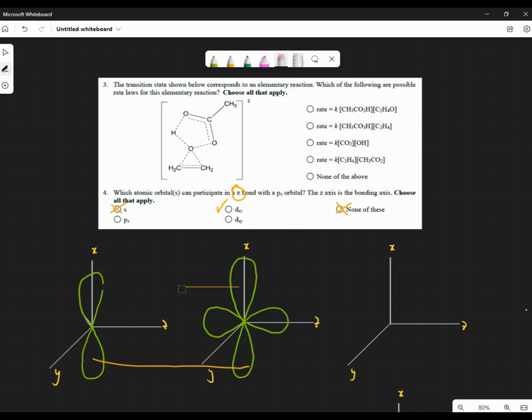Get rid of this one because I've just done that. What does a px look like? Well, a px and a px. Obviously, I'm changing this d orbital into a px, and of course they can overlap, can't they? They can definitely overlap. So that one's good as well. That can side on overlap. And the bond axis is this one, Z. Okay, so that's good. How about DXY?